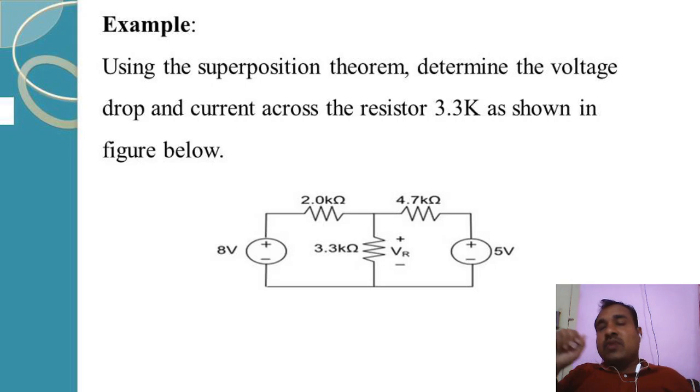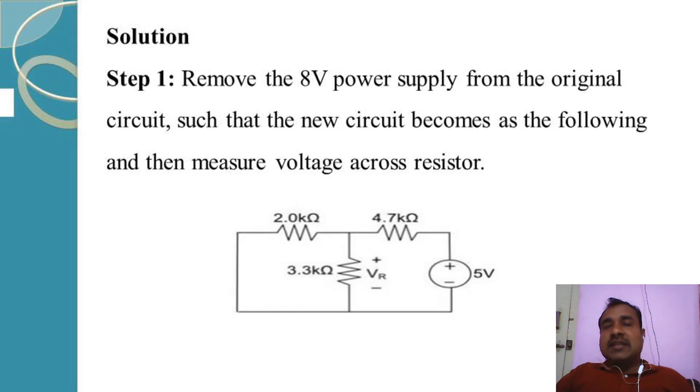One is of 8 volt and another is of 5 volt, so I can easily apply the superposition theorem. To apply it, first you have to turn off or replace a source by its internal resistance or short circuit it. So, here I am removing the 8 volt power supply and replacing it with a short circuit.